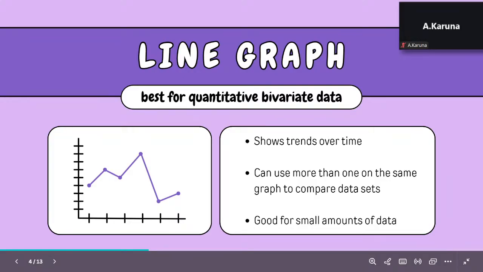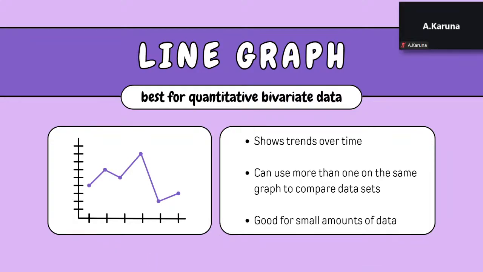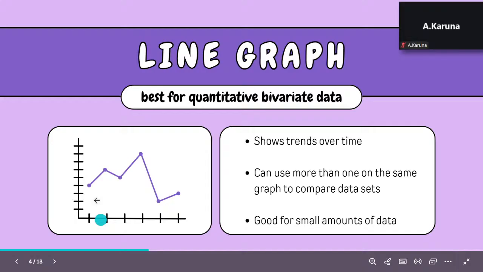So line graphs basically show trends over time and can use more than one on the same graph to compare data sets. It's good for small amounts of data. Okay? So if I say how many people used phones from 2000 to 2026, right? That shows trend over time. 2000 to 2026, right? So we would use a line graph and we can plot how much people use it, right, for each year.